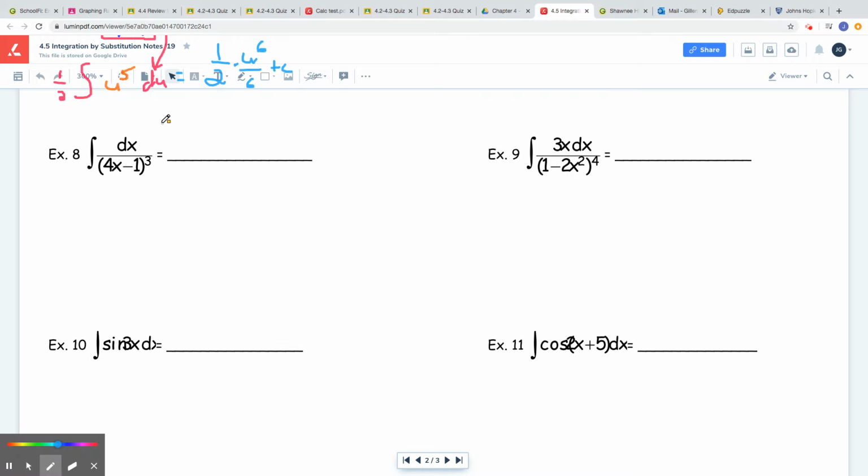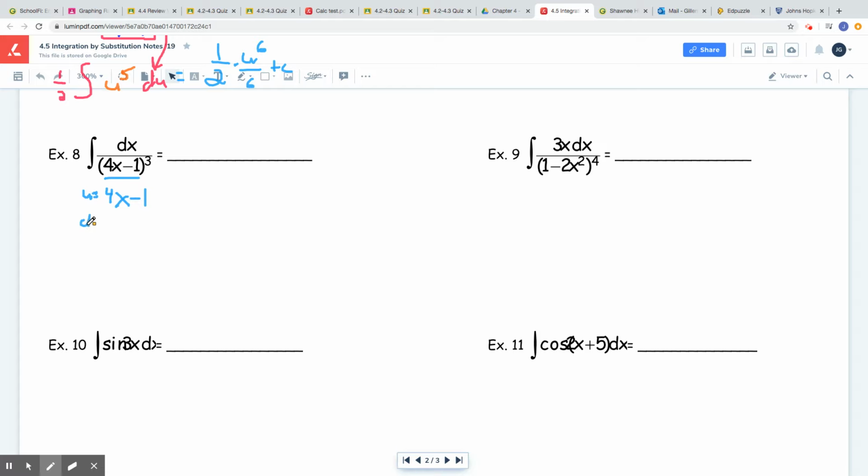Now with number 8, we have something being raised to a power, but it's on the bottom. So what do you think our u would be? If you just had to take a guess, what do you think it would be? Well, what's being raised to the power? It's 4x minus 1. Don't worry that it's on the bottom. You'll see what's going to happen to that in a second. So I get 4x minus 1.